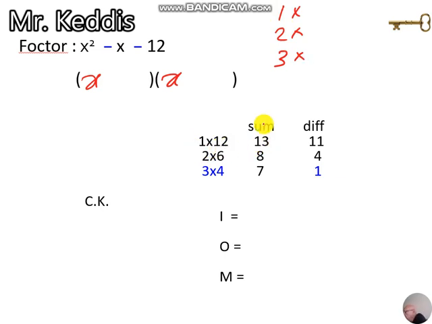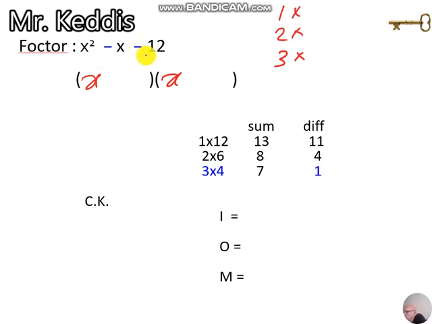For 1 and 12, the sum is 13 and the difference is 11, since 12 minus 1 is 11. For 2 and 6, the sum is 8 and the difference, 6 minus 2, is 4. For 3 and 4, the sum is 7 and the difference, 4 minus 3, is 1. The middle term here is negative 1x.